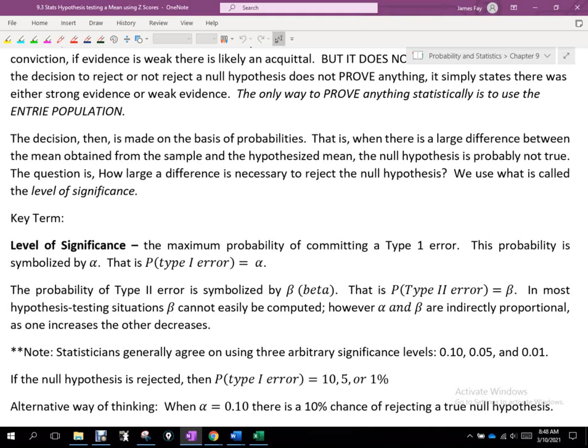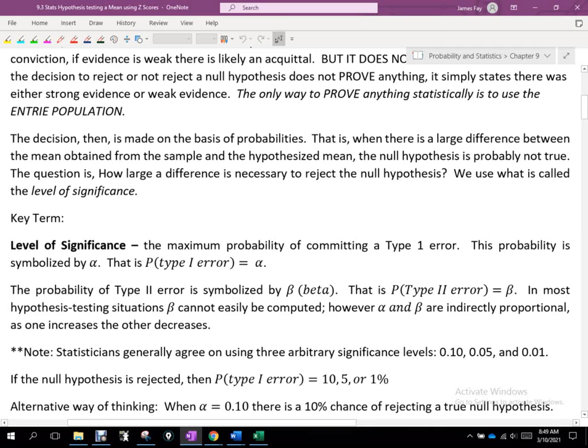Does that make sense? But if I took a sample of 17-year-olds and I find that their average is 5 feet 1 inch, okay, maybe that 7 inch difference from the hypothesized mean is enough to say no, the population mean is not 5 feet 8 inches, or I cannot accept that it's 5 feet 8 inches. Does that make sense? Okay, so it's all about how far the difference is between the hypothesized mean and the mean of our sample. So the question is, how large a difference is necessary to reject the null hypothesis?